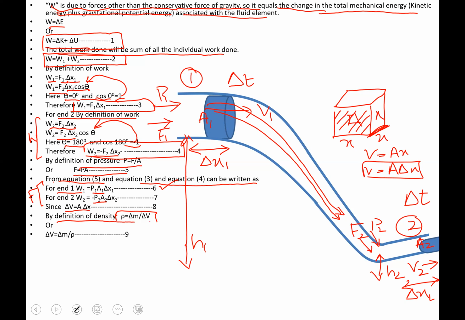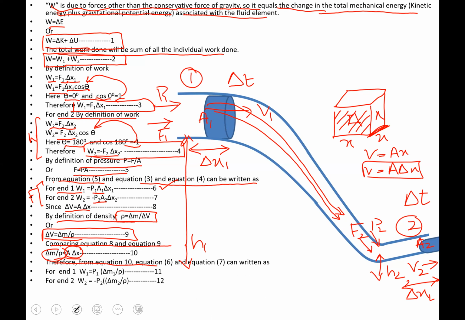By the definition of density, density is equal to mass per unit volume. If we rearrange it, we get delta V is equal to mass over density. This is a new equation, and this is volume as well. Now we are comparing equation number 8 and equation number 9. By comparing them, we get delta M over density is equal to area into displacement, which is equation number 10.